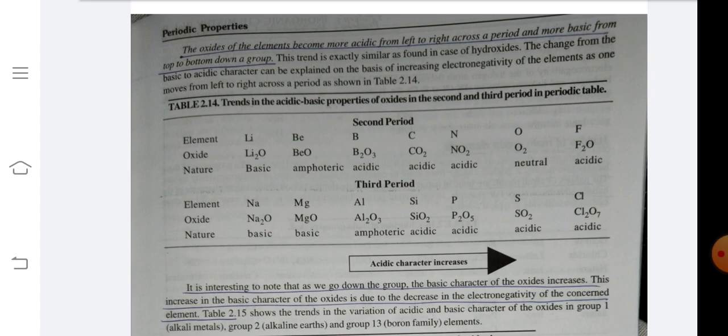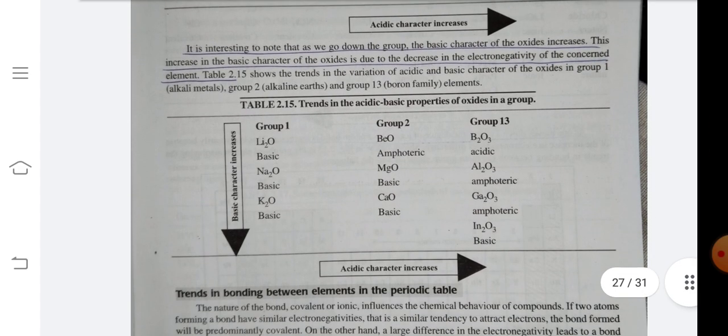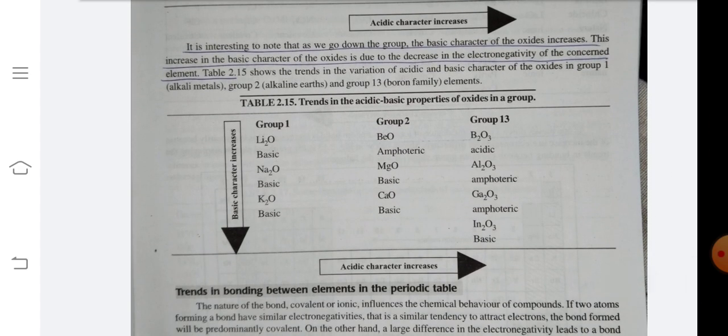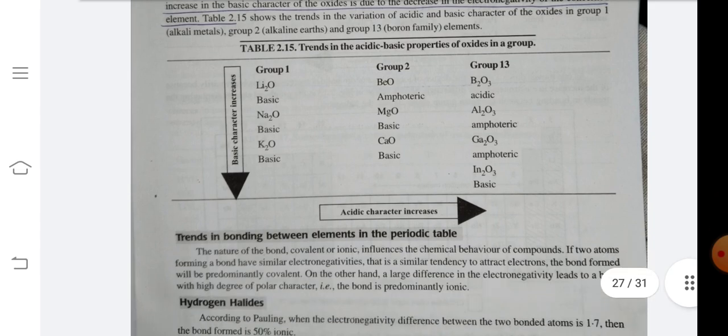The change from basic to acidic character can be explained on the basis of the increasing electronegativity of the elements as one moves from left to right across a period as shown in the table. It is interesting to note that as we go down the group, the basic character of the oxides increases. This increase in the basic character of the oxides is due to the decrease in the electronegativity of the concerned element. Table 2.15 shows the trends in the variation of acidic and basic character of the oxides in group 1, group 2, and group 13 elements.